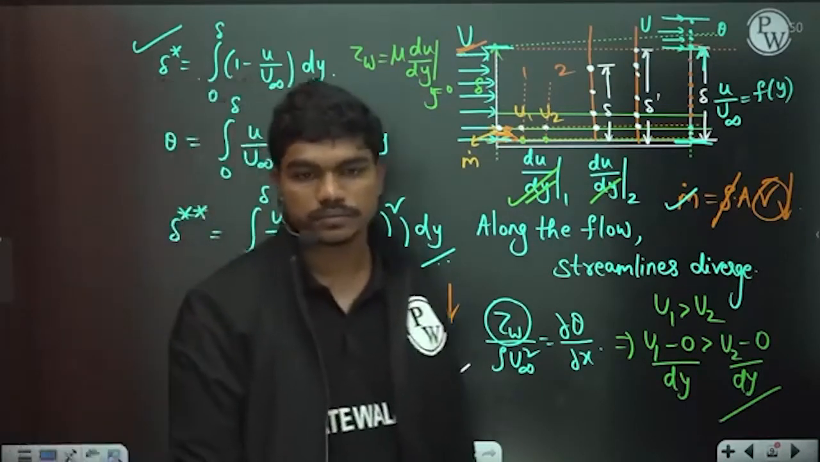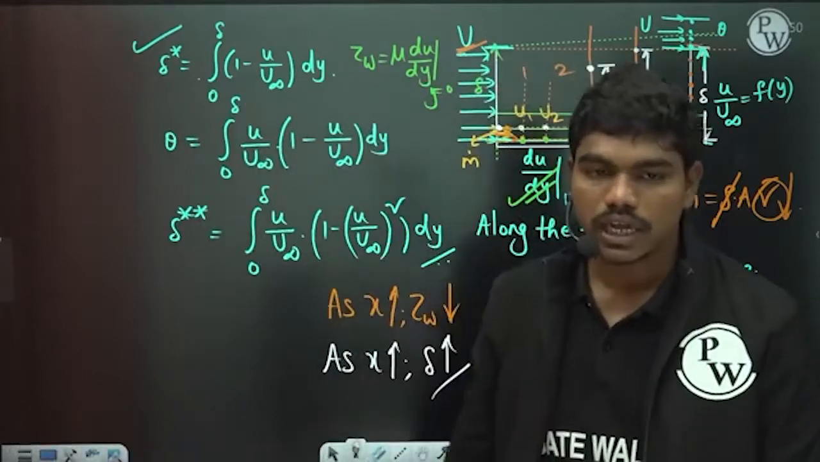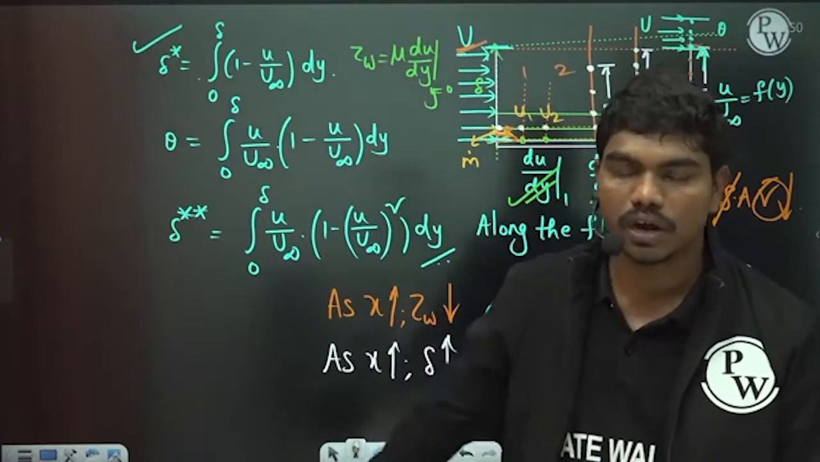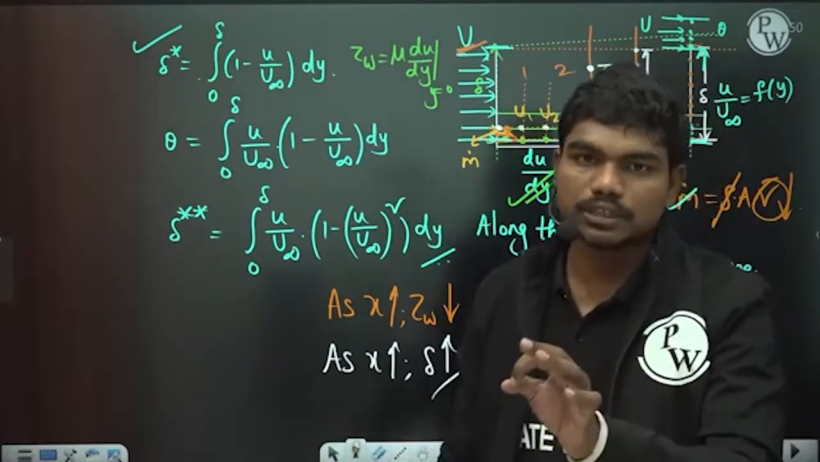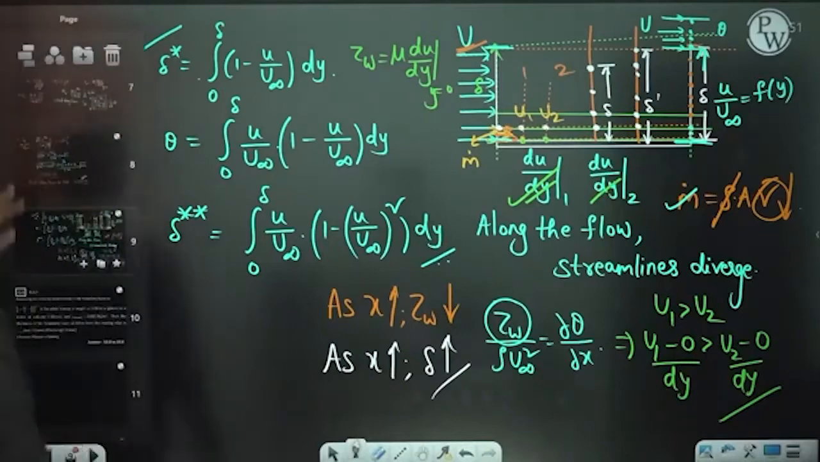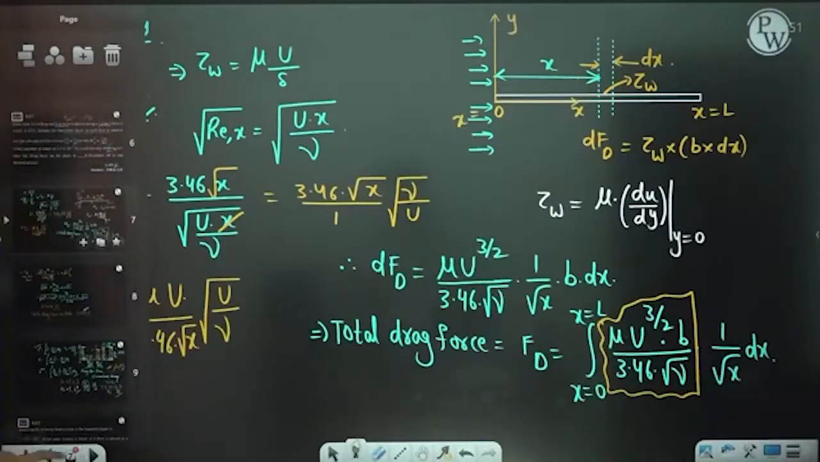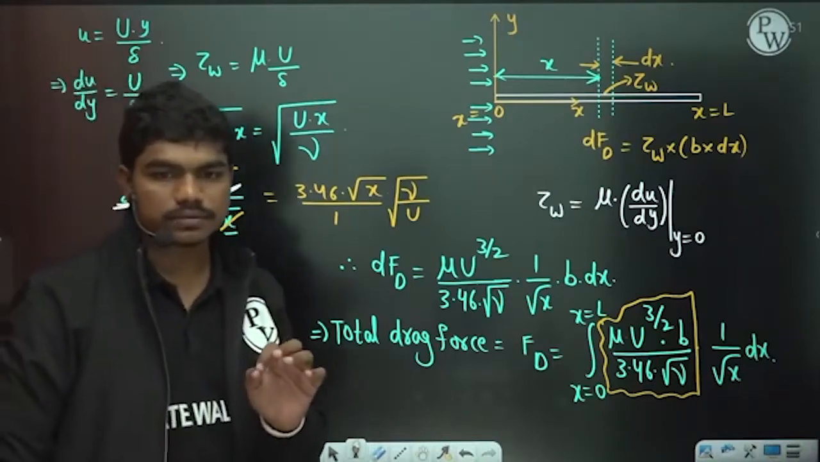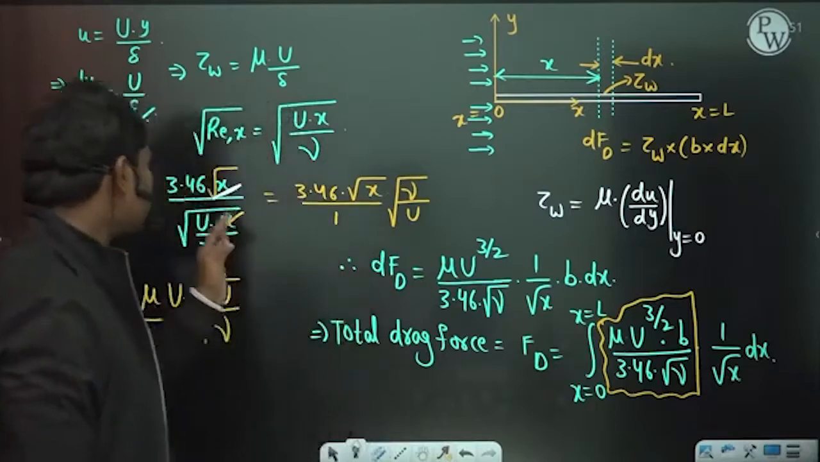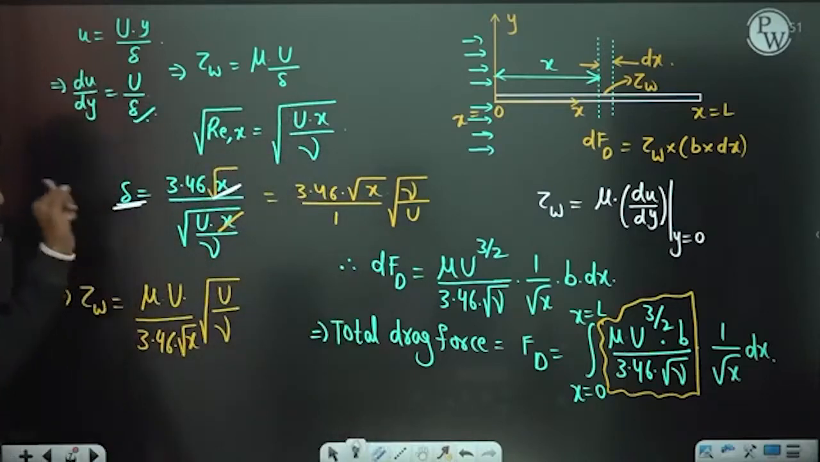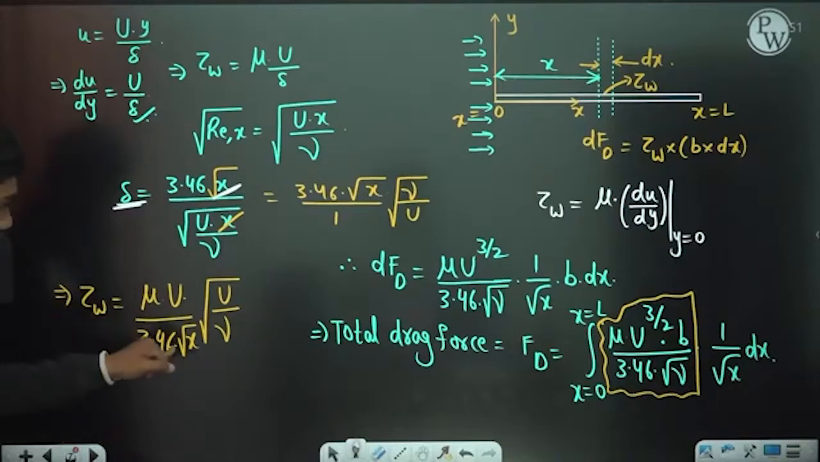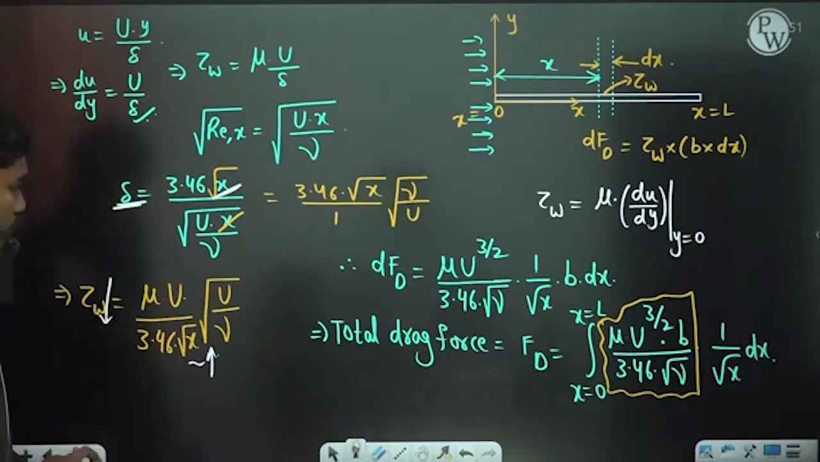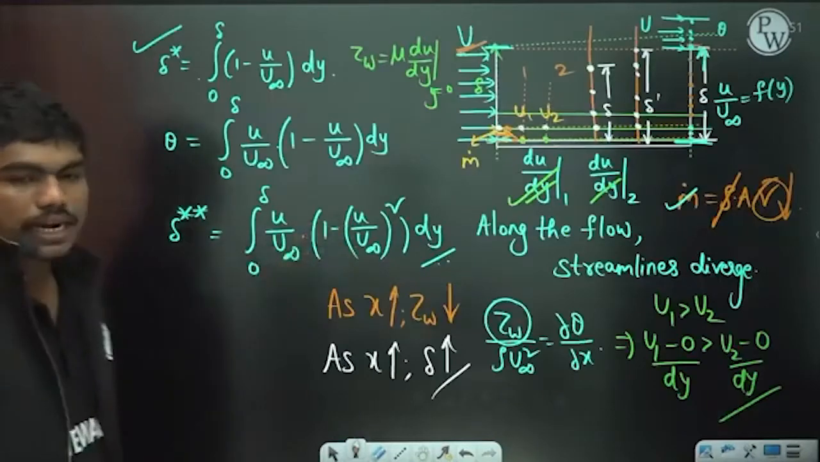Clear? Understood? These two are generally important relations that you normally see at a later stage, after deriving von Karman's momentum integral equation, where you will see that delta is directly proportional to root x. I will show you in the second question. As x increases, this delta value increases. Similarly, tau w has x in the denominator, so as x increases, your tau w will actually decrease. So this is the understanding from this particular analysis. Clear?